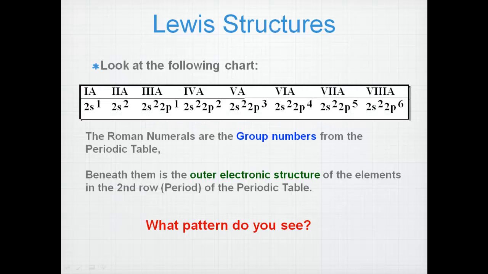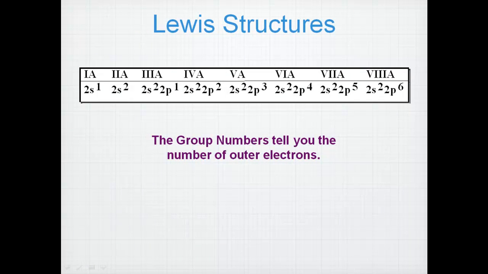If you look at the following chart, the Roman numerals are the group numbers from the periodic table, and beneath them is the outer electronic structure, or the electron configuration for the outermost energy level of the elements in the second period of the periodic table. What pattern do you see? The group number tells you the number of outer electrons. These are the valence electrons.